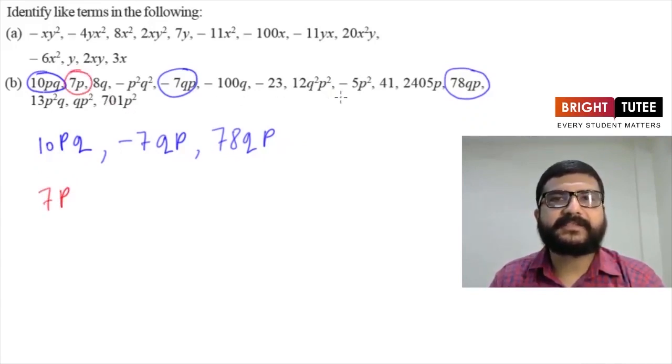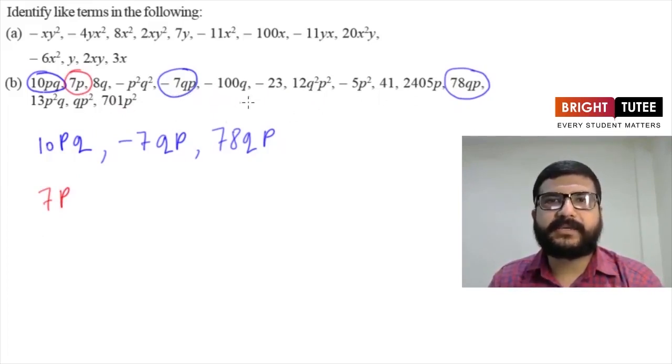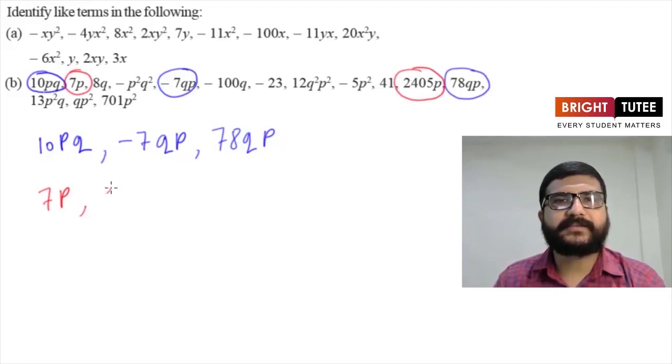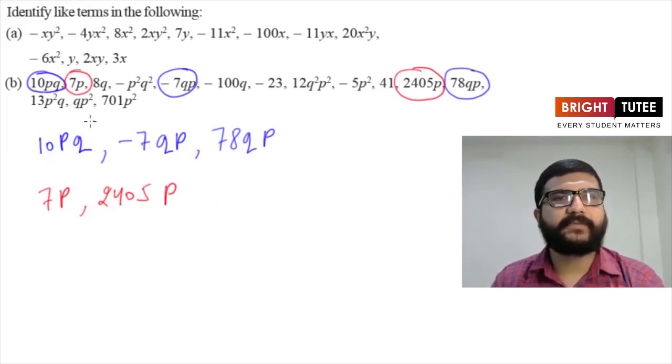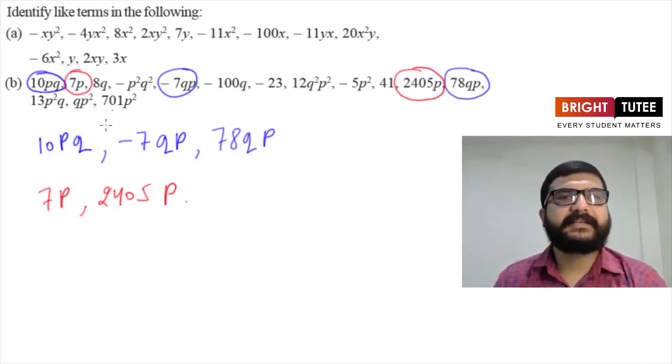Now let's find the terms which are like terms with 7p. So here it can be 2405p. So the second term is 2405p. Can we have any other term? No, we can't have any other term. So this is the second group of like terms. Now let's see the third group.